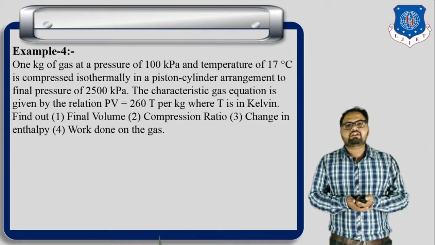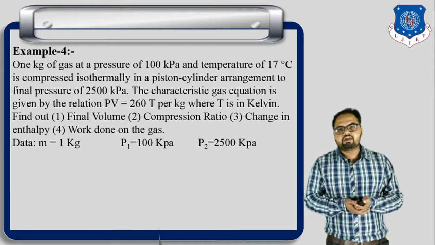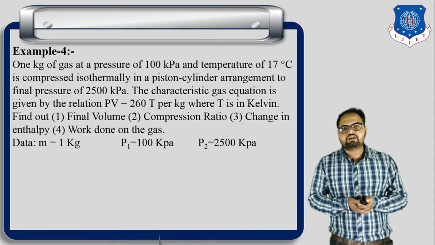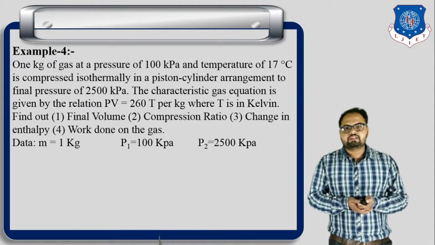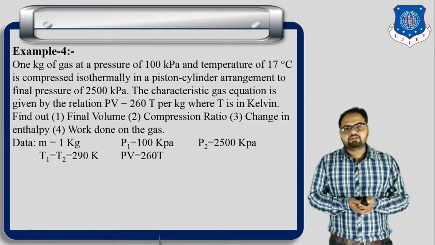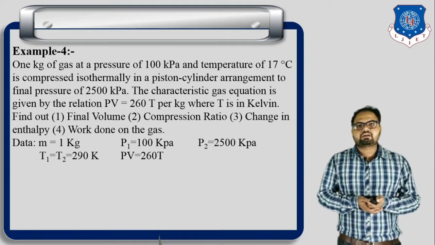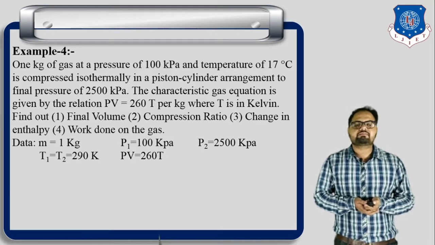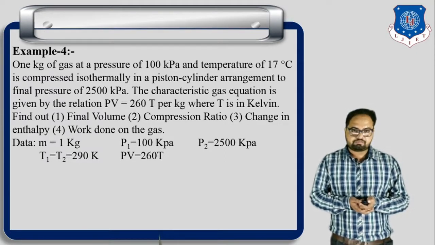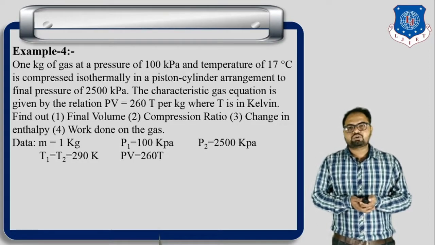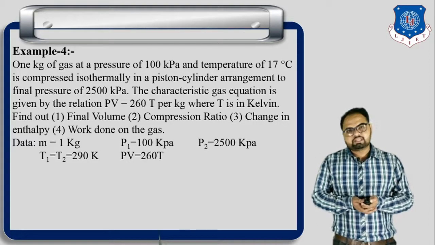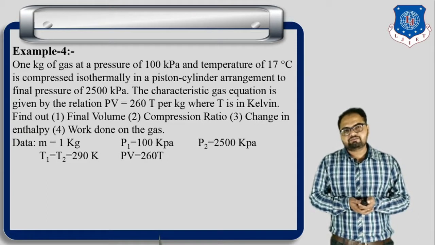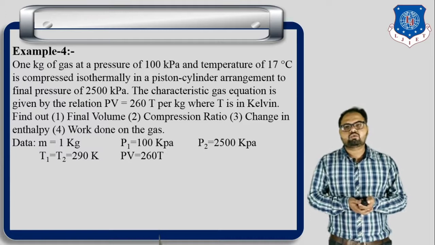So here 1 kilogram of gas means the mass of the gas is 1 kilogram. The pressure is 100 kilopascal, that is P1. Temperature is 17 degrees Celsius, and final pressure is 2500 kilopascal. The gas is compressed isothermally, that means this process is an isothermal process. That means T1 is equal to T2 is equal to 290 Kelvin, because 17 degrees Celsius converted into Kelvin gives 290 Kelvin.